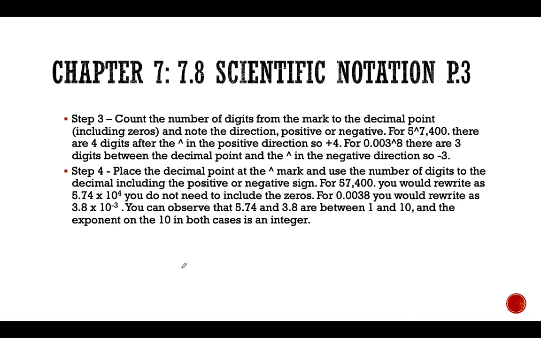For 57,400, that would be rewritten as 5.74 times 10 to the 4. You don't need to include the zeros because, remember, zeros aren't significant. And for 0.0038, you would rewrite that as 3.8 times 10 to the negative 3. And you can see that 5.74 and 3.8 are between 1 and 10, and the exponents on the tens are both integers.